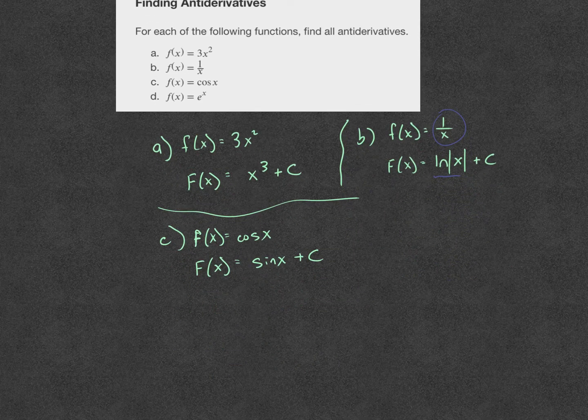And then letter D, f of x is equal to e to the x. Well, the derivative of e to the x, do you remember? E to the x. So guess what? The antiderivative of e to the x, also e to the x, but plus c.